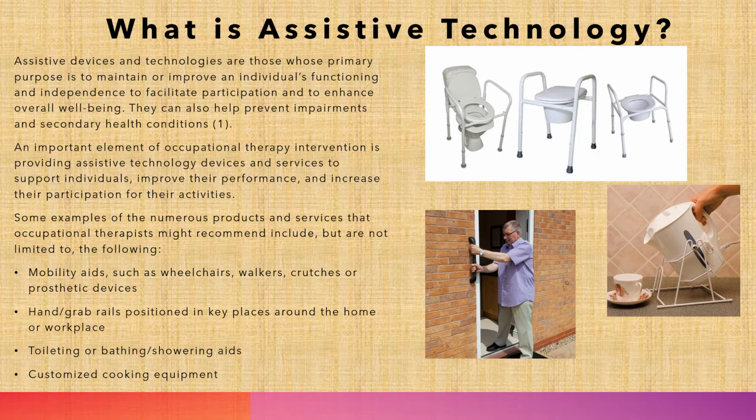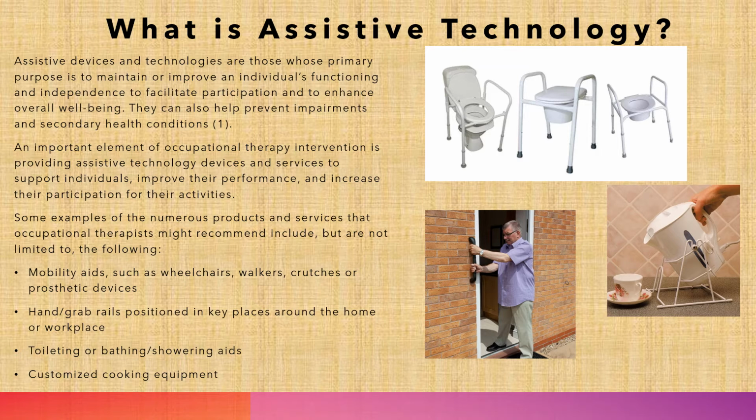What is assistive technology? Assistive devices and technologies are those whose primary purpose is to maintain or improve an individual's functioning and independence to facilitate participation and to enhance overall well-being. They can also help prevent impairments and secondary health conditions.